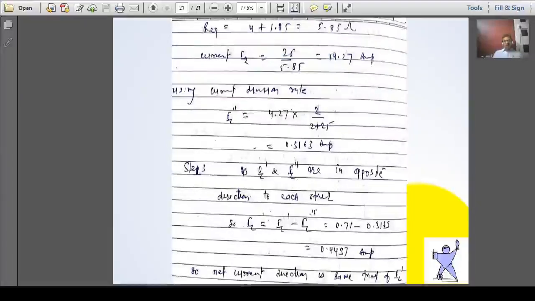As we can see, both currents are in opposite directions. That's why the net current will be 0.76 minus 0.3163. It will give you 0.4437 ampere, and the direction of the current is the same as that of the IL dash, that is, the direction of the current due to the first source that we considered. So this is the answer.